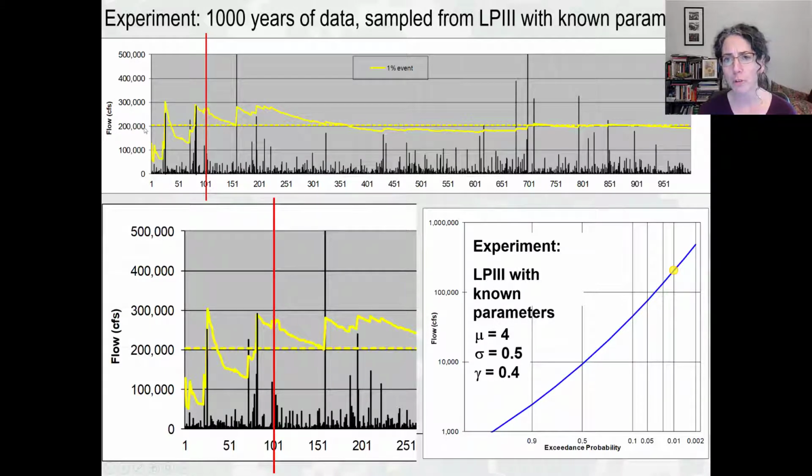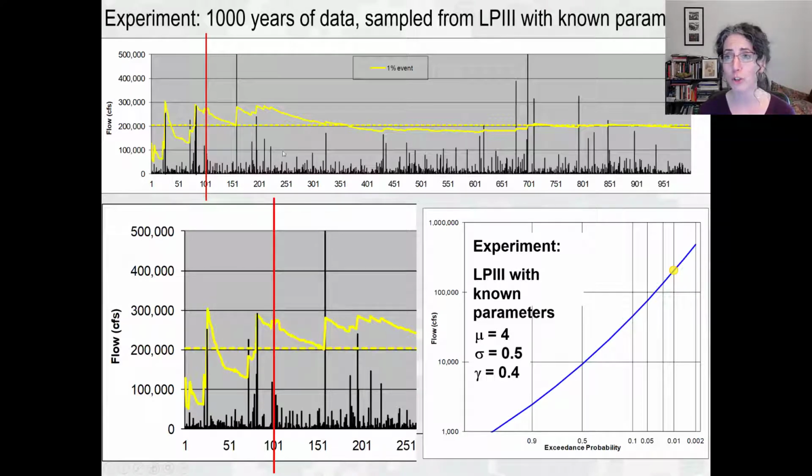In this case, what we know to be the true value is this dashed line, just over 200,000 CFS. And if we look across our 1,000 years, it takes quite a long time to converge to our known right answer of 200,000 CFS. 700 or 800 years.